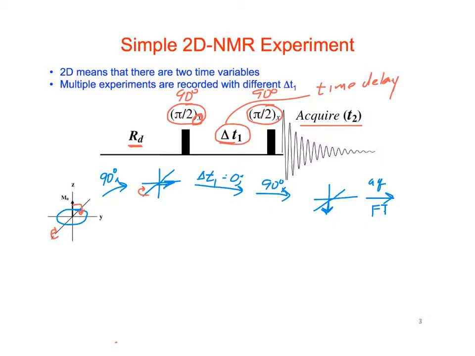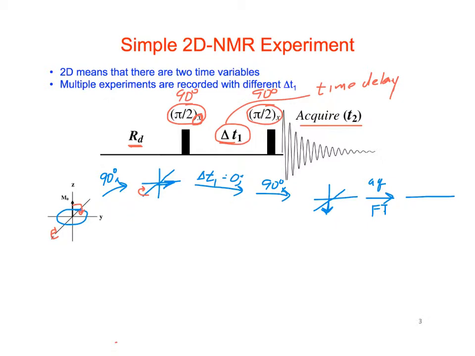Where's the detector at? Yeah, the detector is always in the XY plane. So it shouldn't see anything. Right, so it should be no signal, right? So we just get a flat line. Okay, so then let's do another experiment. Let's just start from there.